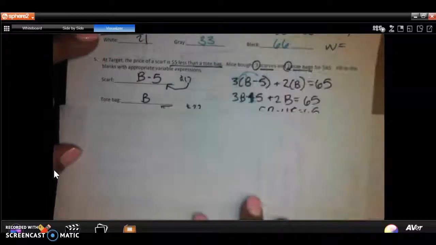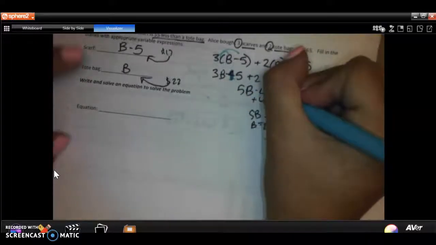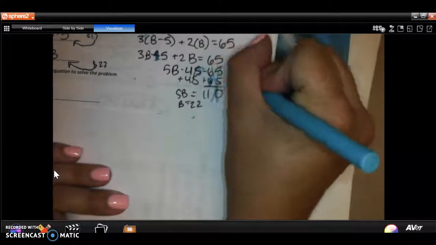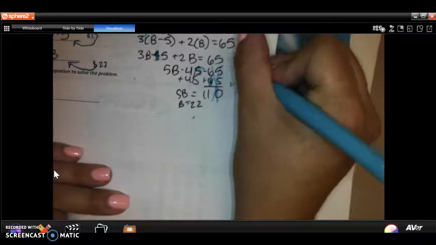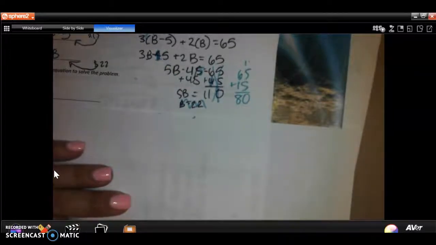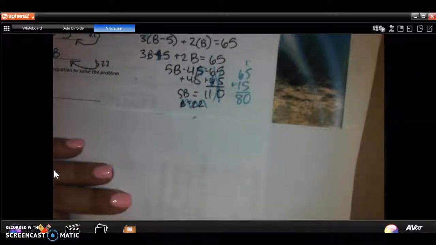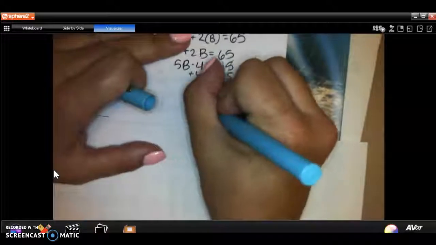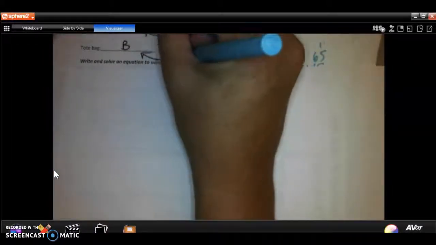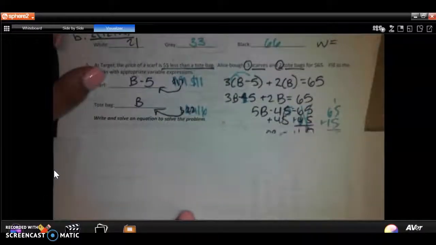3 times 5 should be 15, right? Not 45. Combine those like terms. This should be 15, not 45. If I add 15 to both sides, 65 plus 15 is 80. You get 80 equals 5B. Divide both sides by 5. You should get 16. So B is 16, not 22. So B is 16, which means the scarf is 11 because it's 5 less than 16.